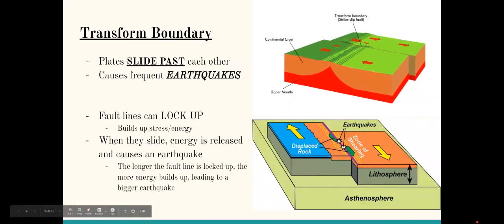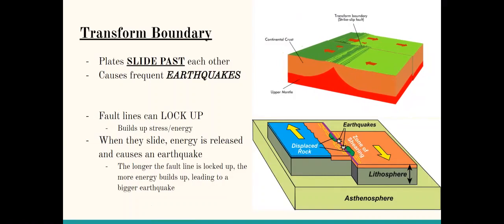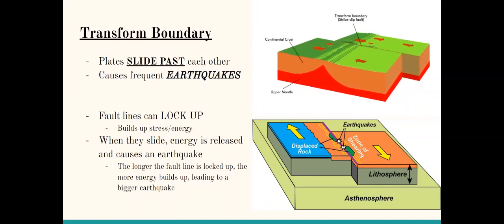And finally, the last type of boundary is transform boundaries. This is where the plates are not moving towards or away from each other, but they're actually sliding next to each other. And this is not going to cause anything other than earthquakes. This is actually going to cause earthquakes to happen very frequently.